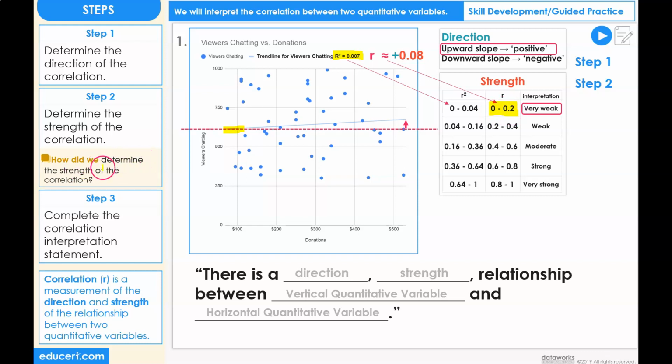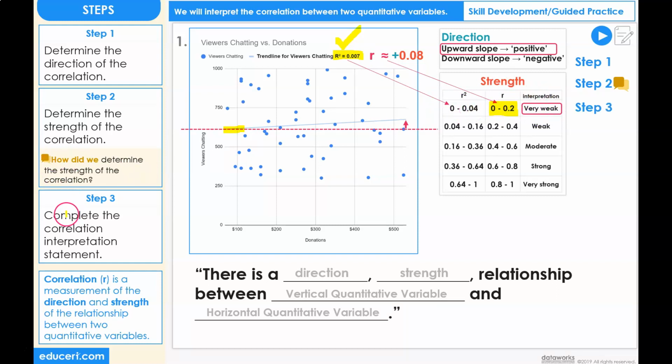How did we determine the strength of the correlation? To determine the strength of the correlation as being very weak, we take the R-squared value given to us from the software and then use the strength chart to find the interval that the R-squared value is between, and then get our correlation interpretation from our chart.